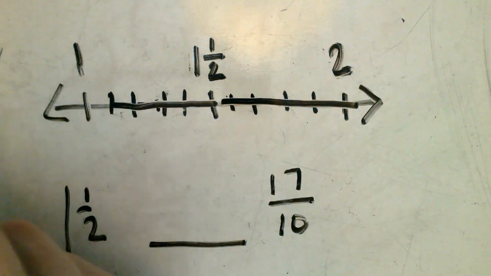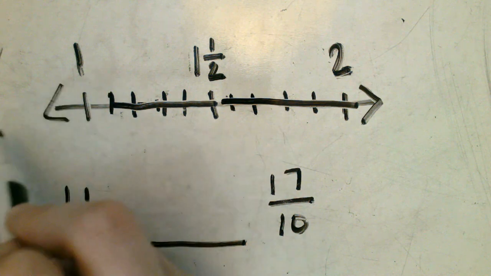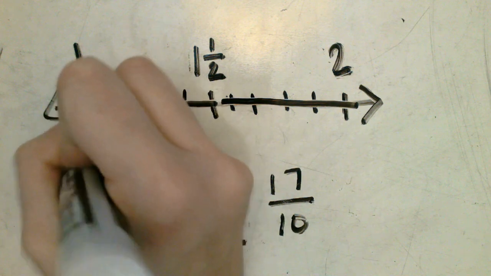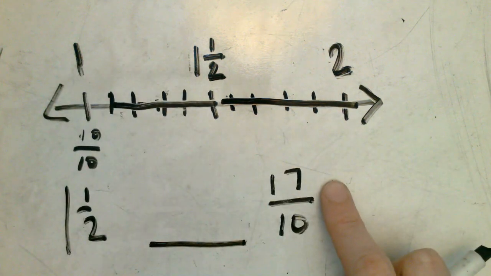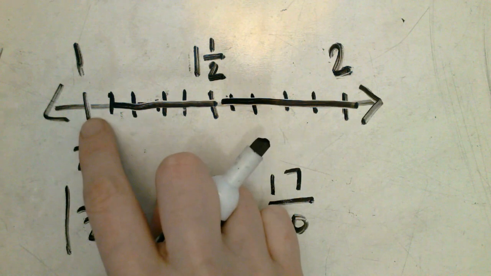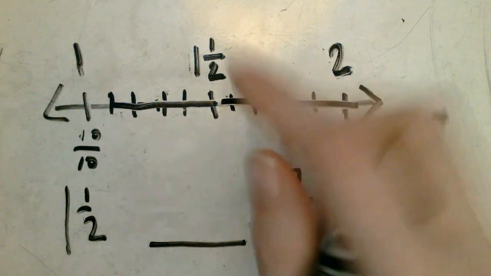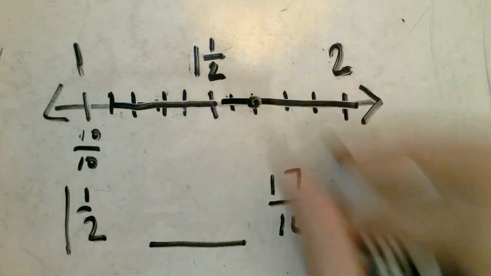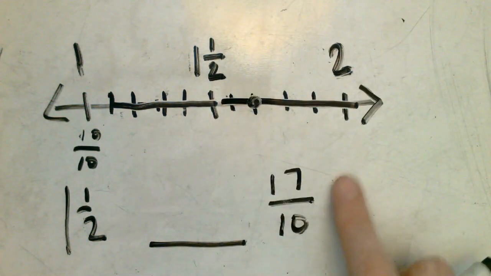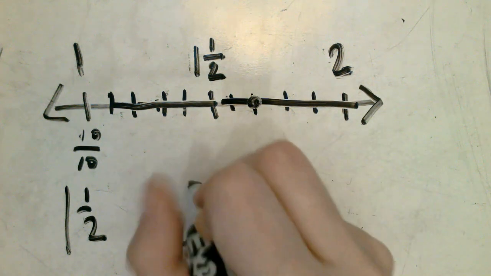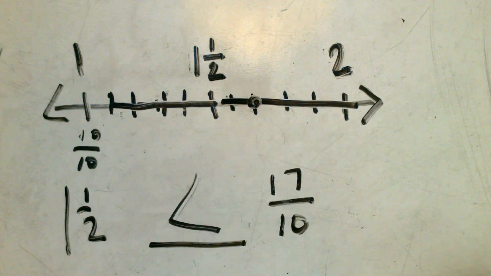To get from 0 to 1, so to get to our endpoint here, would be 10 out of 10. We have 17 out of 10, so we need to count up 7 more. 1, 2, 3, 4, 5, 6, 7. When I plot this on my number line, 17/10 comes out to be more than 1 and 1/2. To show that, I would draw my alligator eating the 17/10.